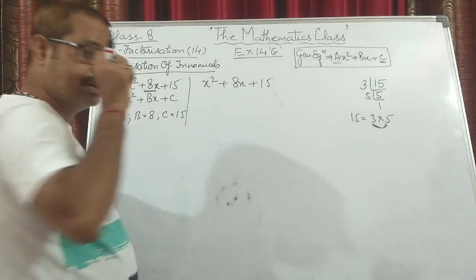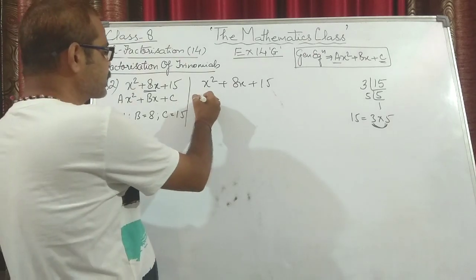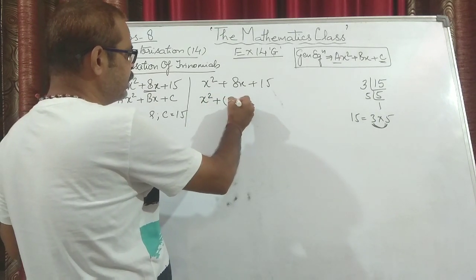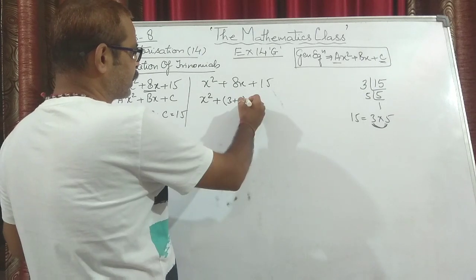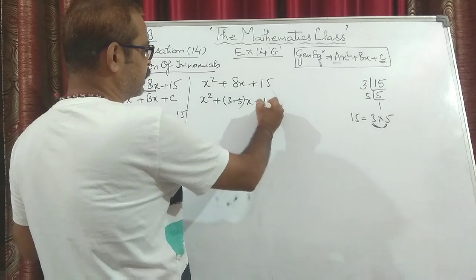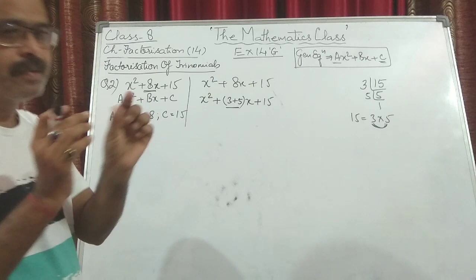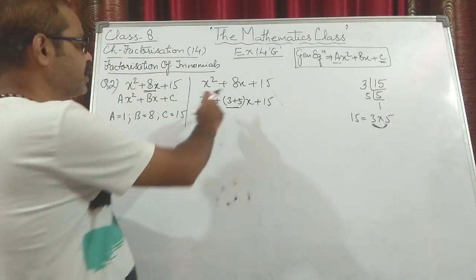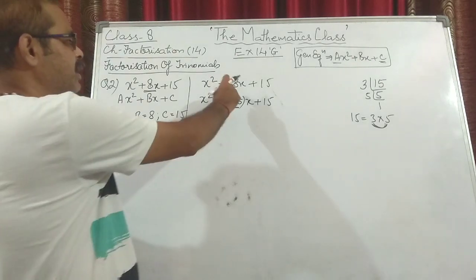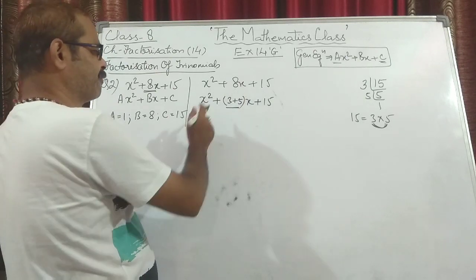And here what we need? Either the sum or the difference. So we are getting the sum. It means 8 can be written as 3 plus 5 times x, so x square plus (3 plus 5)x plus 15. Now what happened in this? The middle term has been broken into 2. That is why it is known as splitting the middle term. The middle term, that was 8, has been split into 2 parts, 3 and 5.